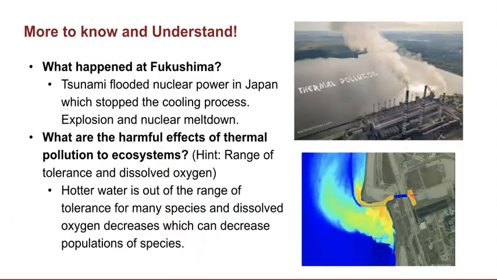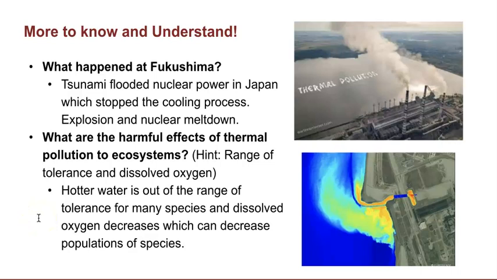Okay, what happened at Fukushima? So more specifics. A tsunami flooded the nuclear power plant in Japan, which stopped the cooling process. So it heated up, and you had some explosions and nuclear meltdowns. Okay, neither of these pictures are that process. These 2 pictures go with the next question.